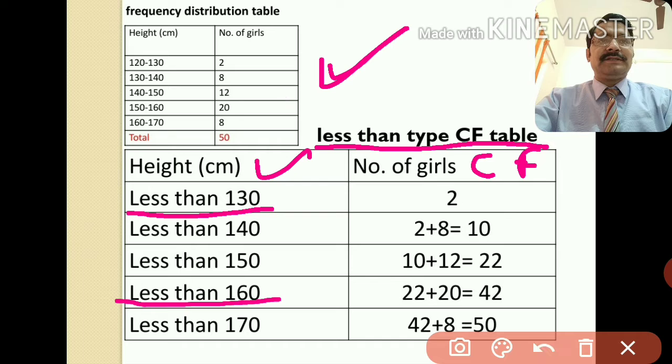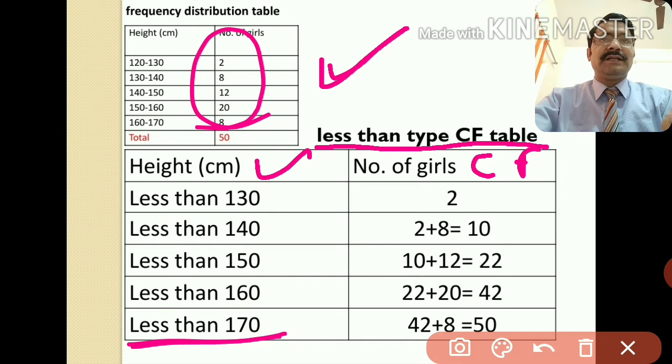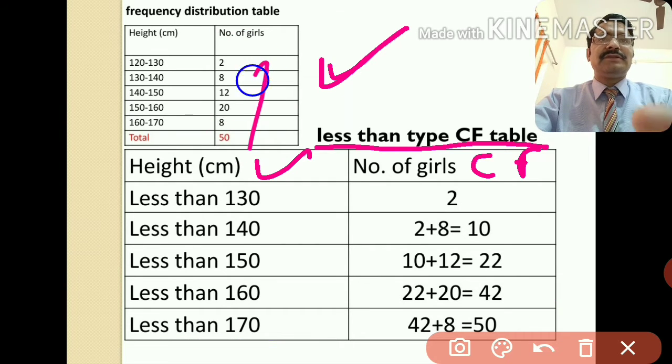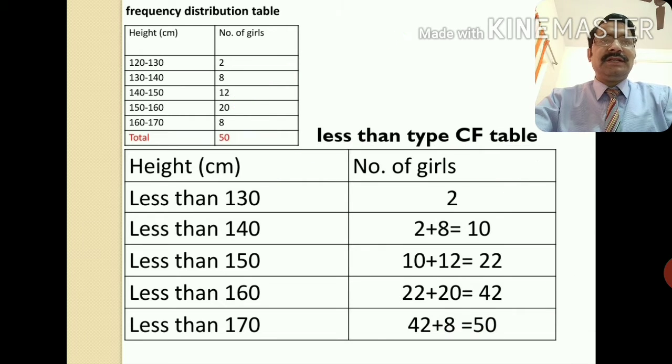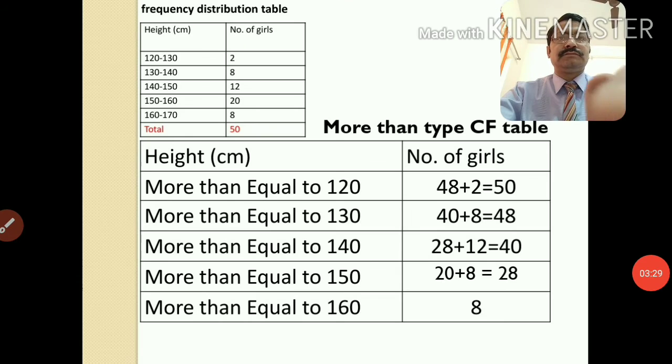Same as that, less than 170 means all of these are less than 170. So we add 42 plus 8, the last term, and we get 50. Here also 50, and this total is also 50. The meaning is that less than 170 means all are less than 170, so in the last row, less than 170, we have 50 workers. So hope you understand this part. Similarly, we do the next part.